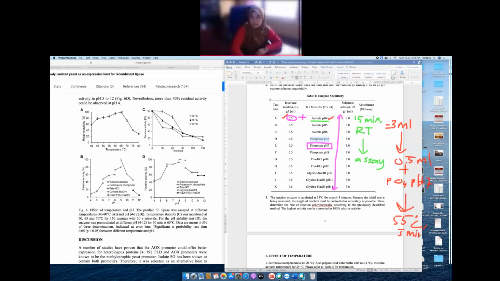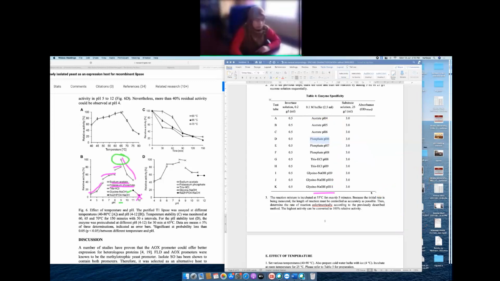So same, phosphate buffer, enzyme plus phosphate buffer plus substrate. Don't forget about the substrate. So what substrate should we use? It will be sucrose. Yeah, substrate. Okay, I got confused.